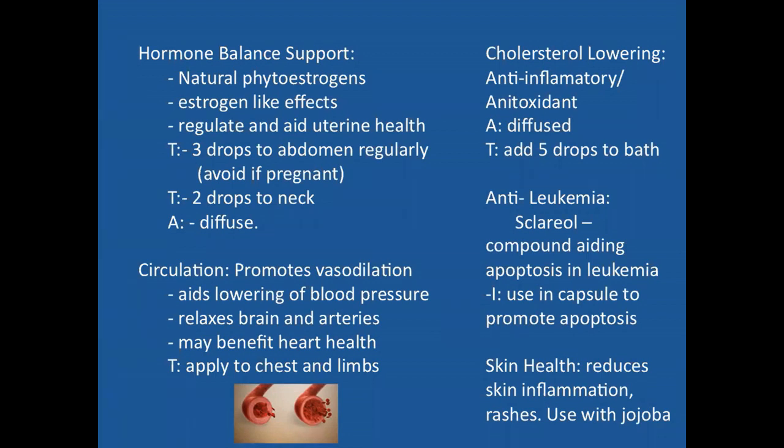But Clary sage can help bring that cell death signal back to non-properly functioning blood cells that lead to leukemia. So use it in a capsule, and that promotes apoptosis, the technical term for programmed cell death. Skin health: it reduces skin inflammations and rashes, and you'd want to use it with a carrier oil like jojoba oil.